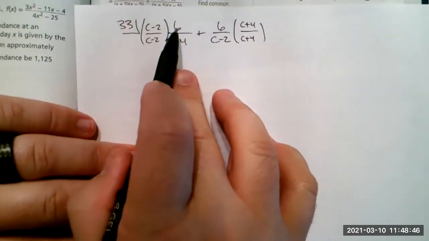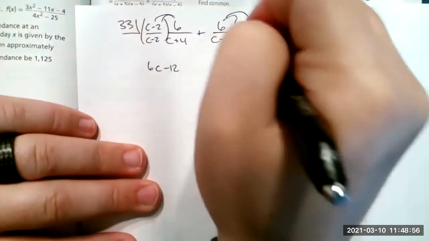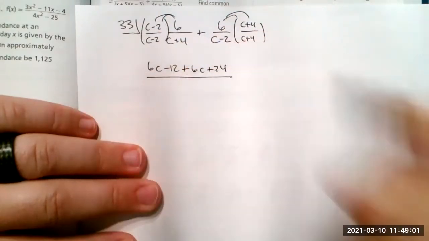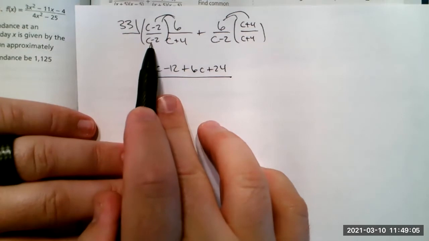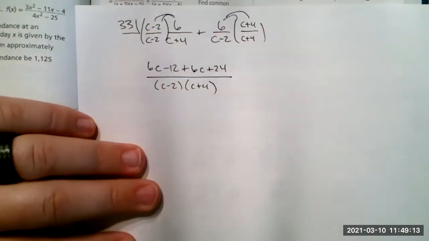Up top, I've got 6 times c minus 2. So in this step, I'm going to go ahead and distribute that. So I'll have 6c minus 12. Same thing with the second fraction. I'll distribute that 6. So it'll be plus 6c plus 24. And then my denominators are now common. c minus 2 times c plus 4. c minus 2 times c plus 4. So this has to be c minus 2 times c plus 4.